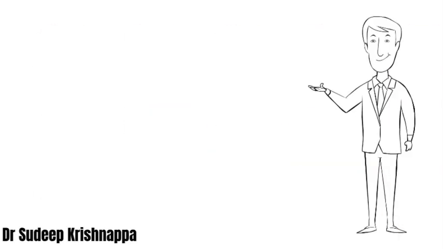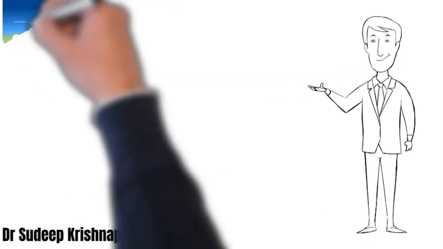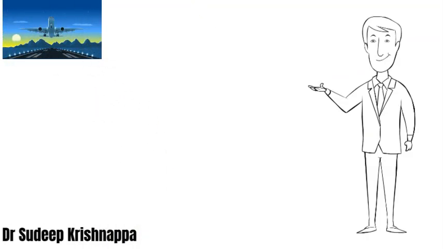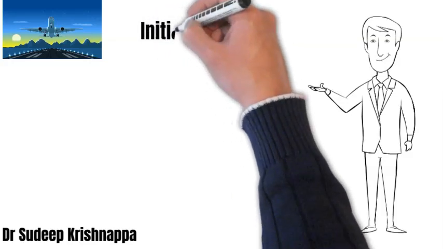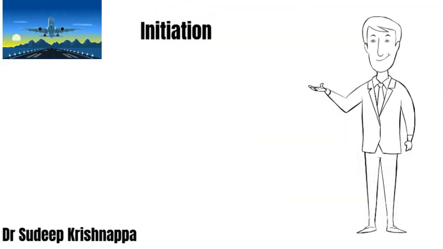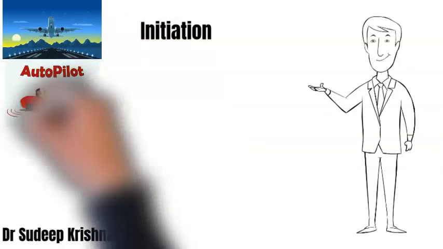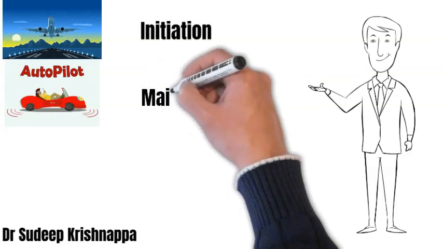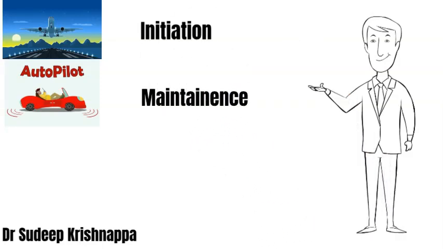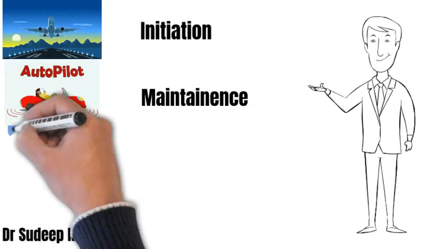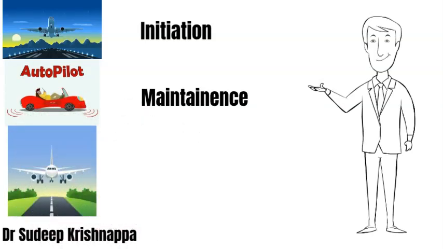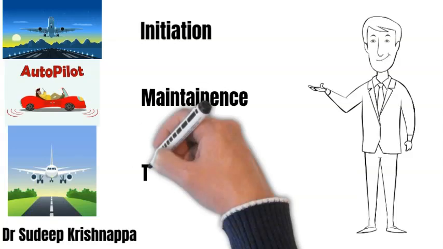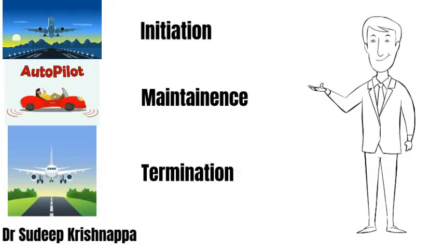The actual conduct of low flow anesthesia, or for that matter, of general anesthesia, is similar to flying an aircraft. You have a takeoff phase, a cruising phase, and a landing phase. Now, the takeoff phase is similar to the initiation of anesthesia or low flow anesthesia. The cruising phase is similar to the maintenance phase, and the landing phase is the termination phase of low flow anesthesia. We will be discussing each of these phases individually in the subsequent slides.